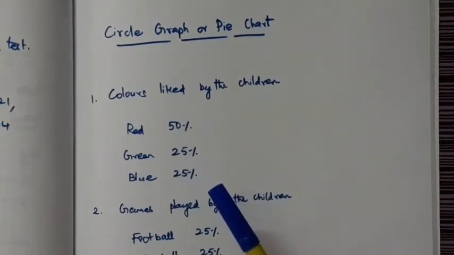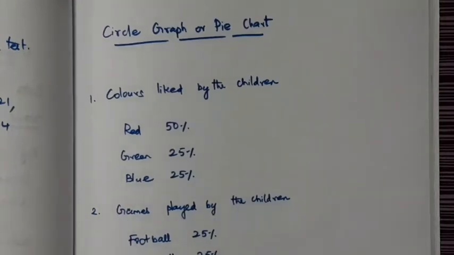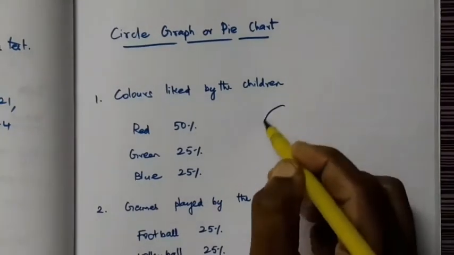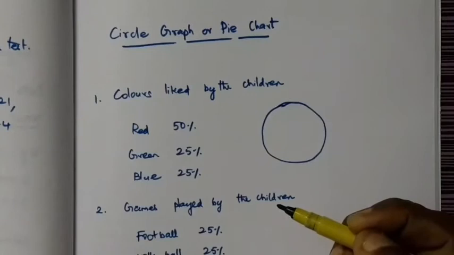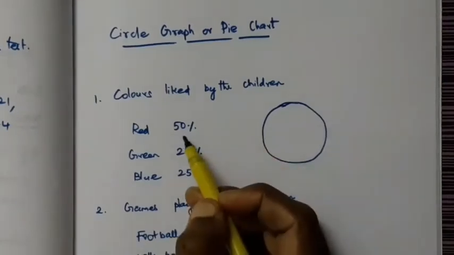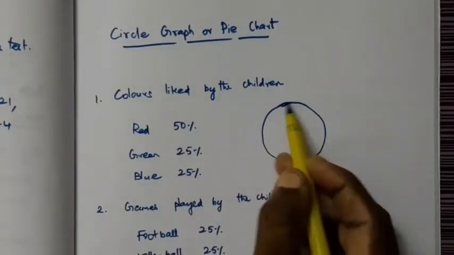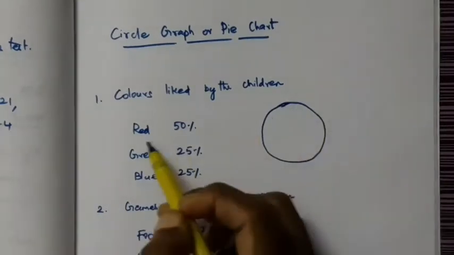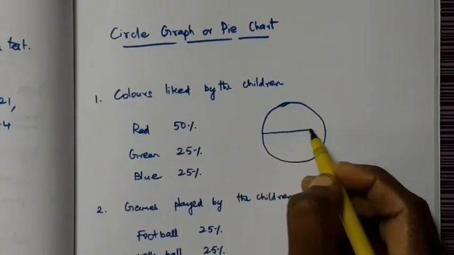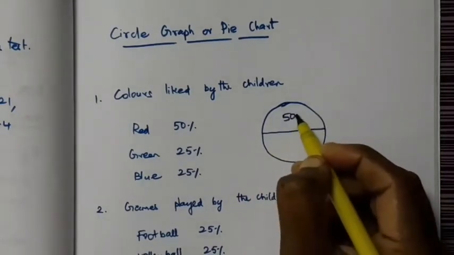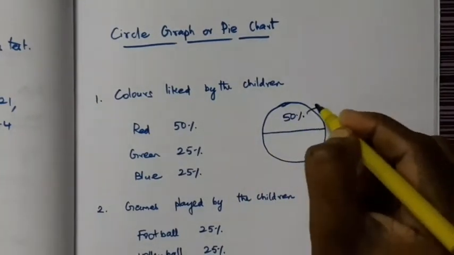Last class we discussed how to represent data in a histogram. Now we will see how to draw a pie chart. So first you draw a circle. Okay, you can say this is 50%. So if you consider this total is 100%, half of that is 50%. So I am splitting into two parts such that this is 50%. So this is red.